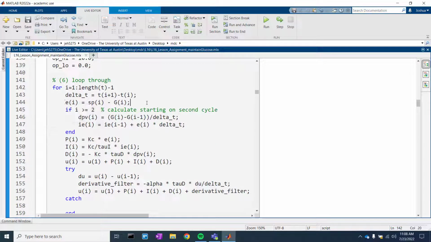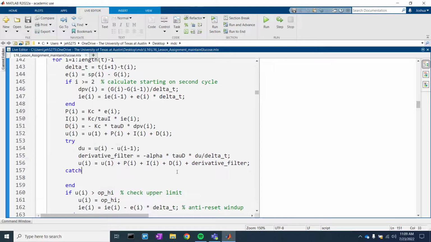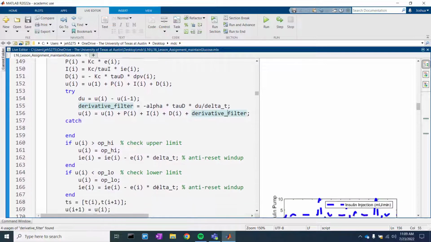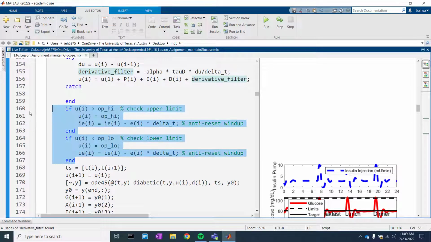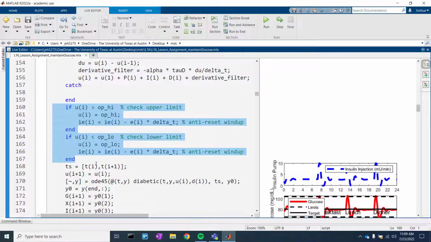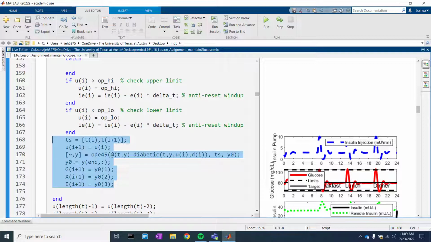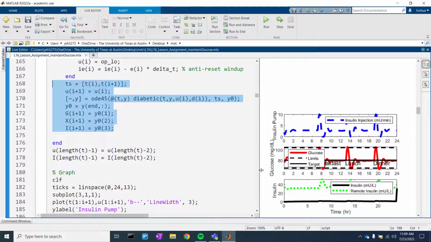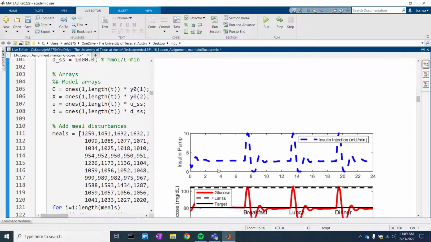We calculate our delta time, our error, we get the derivative and the integral of error, if we can, and then we create our proportional, integral, and derivative terms. Finally, we put these all into our PID controller, and we implement the derivative filter as well. Then we do anti-reset windup, and we clip the output if needed, and then we simulate it, again, using our diabetic function.